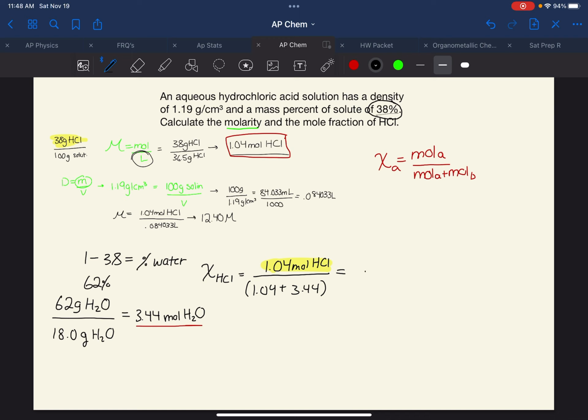So this is going to give you 0.232, and mole fraction does not have a unit. And this is your answer.